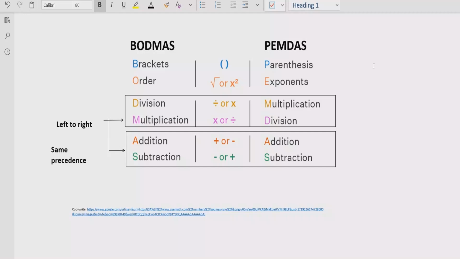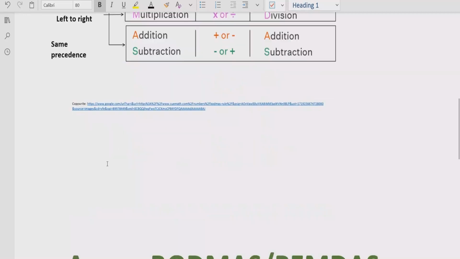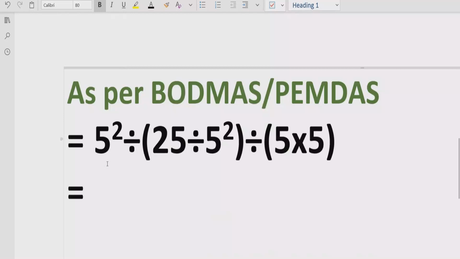Step number 3, you have to solve division and multiplication. So what you have to do, you have to go left to right in your expression and find out division and multiplication. Both have similar precedence, so you can solve any of them which is coming. Similarly, for addition and subtraction, we have same rule. We can solve addition first if it is coming first, and we can solve subtraction first if it is coming first. Now move forward to solve the given expression.